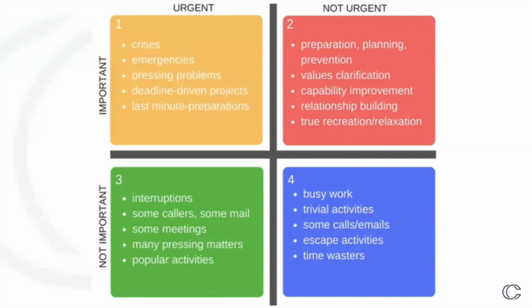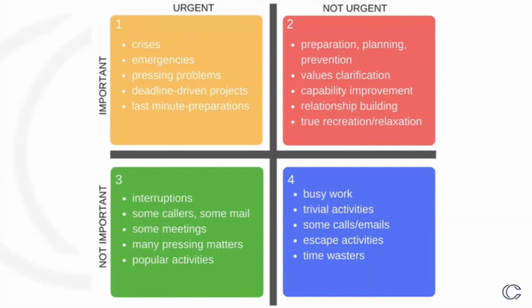So if the task is urgent and important, you write it up here on the top left-hand quadrant for urgent and important. And essentially, this is the area of reactivity. This is the area of crises, emergencies, processing problems, deadline-driven projects, last-minute preparations. So for example, if you have to deliver an important presentation in an hour's time and you need to do some research or prep for it or edit the slides, then that would go into this quadrant here. These are the tasks that you need to do essentially in the moment.